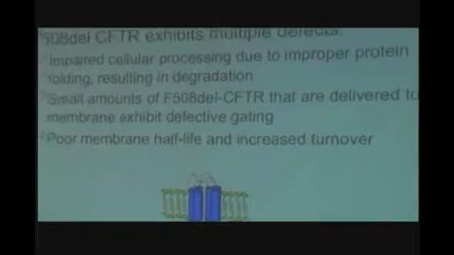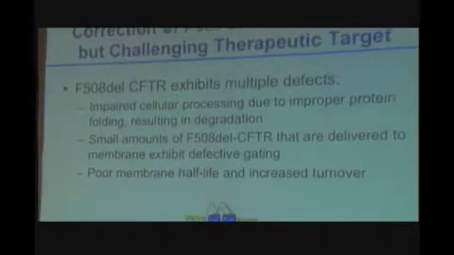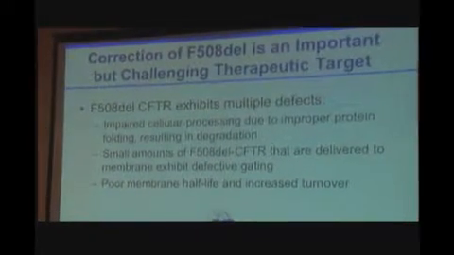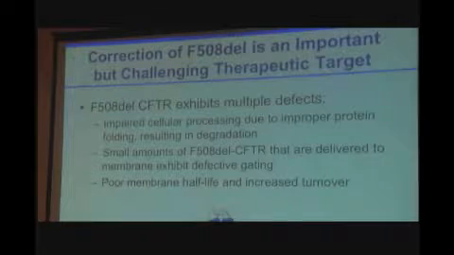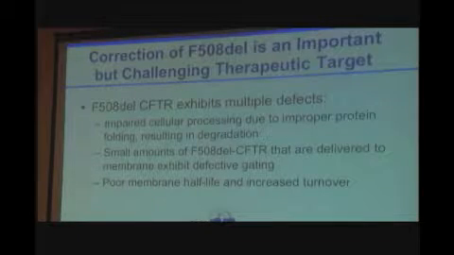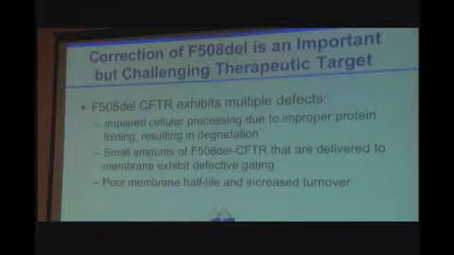Well, the correction of F508 is a very important target, but it's also a challenging one because it exhibits multiple problems. It has impaired cellular processing, which means it's recognized as misfolded and removed before it ever reaches its active site at the plasma membrane. Even when some escapes that process, we have a quality control process that removes those proteins, but sometimes a little bit of F508 protein escapes and makes it to the surface.